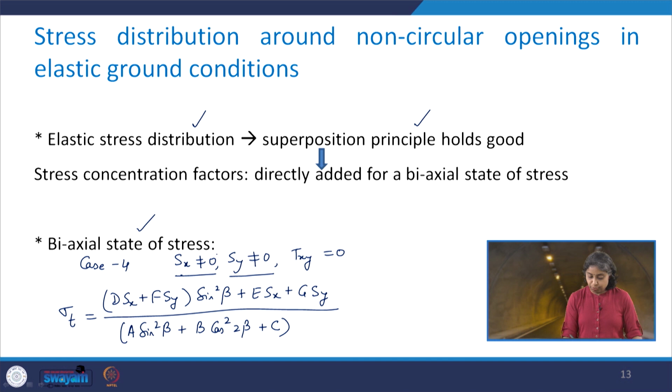So, when you have the presence of Sx as well as Sy, simply what you have to do is find out sigma t as if only Sx is present, find out sigma t as if only Sy is present, then sum these two and you will be able to get the tangential stress in case of the biaxial state of stress. But please note that this superposition principle holds good when we have this elastic stress distribution. If it is not so, then we will not be able to do such a simple superposition.